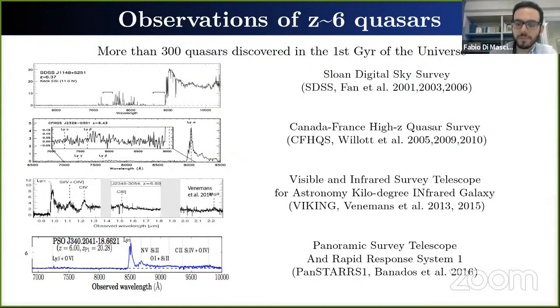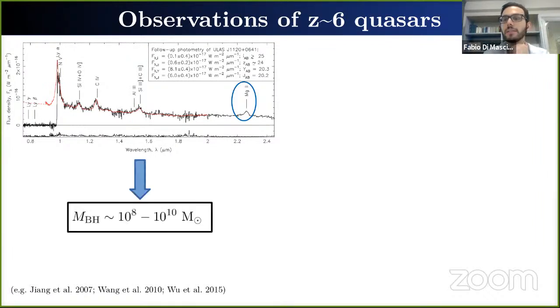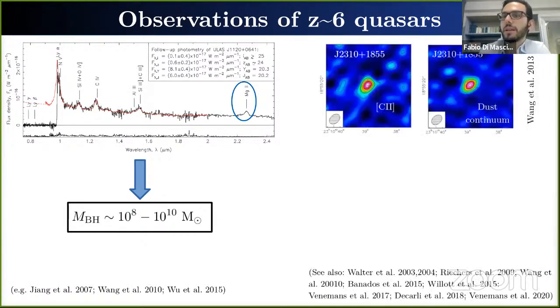And from the follow-up of these observations, particularly with spectroscopic follow-up, we were also able to estimate the black hole masses powering these bright objects, in particular using the correlation with the magnesium II line emission. And the results were quite astonishing because we found that these bright quasars are powered by black holes with masses of the order of 10 to the 8 up to 10 to the 10 solar masses. And then in the latest years, ALMA was also able to probe the interstellar medium of the host galaxies. And this is thanks to far infrared lines like C+, CO, and also the underlying dust continuum.